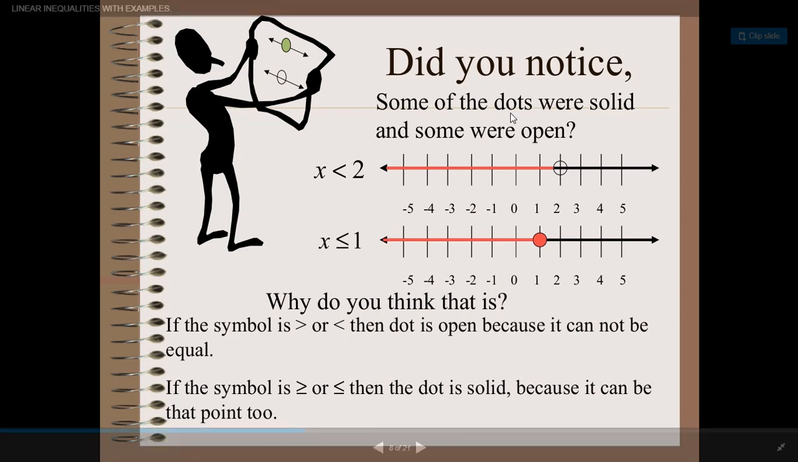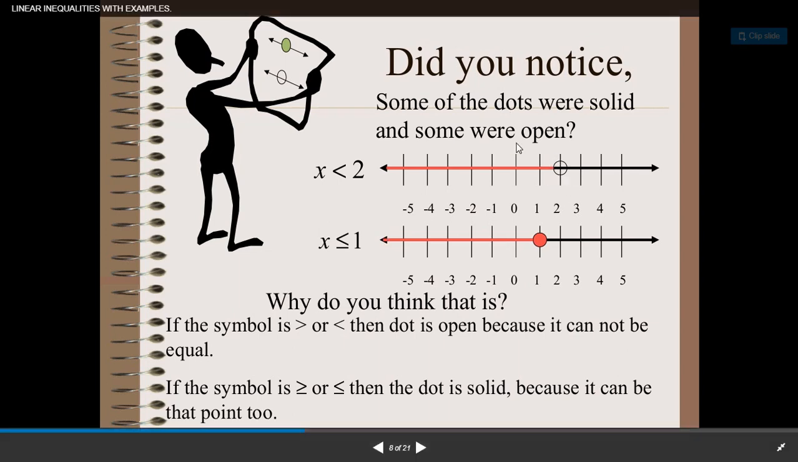Alright, so this is reiterating the most important concept of linear inequality. Some of the dots are solid, whereas some are not. A solid dot, as I said, indicates that the value at that point is included in the solution set, whereas a hollow dot or a hollow circle indicates that the value at that point is not included.